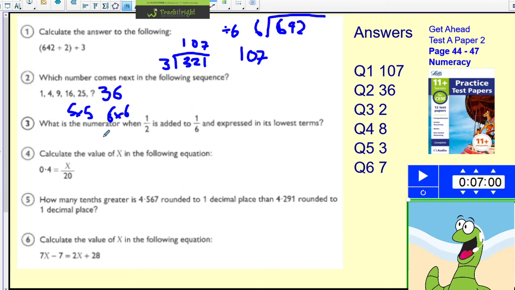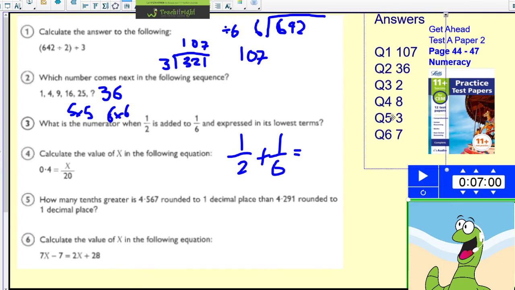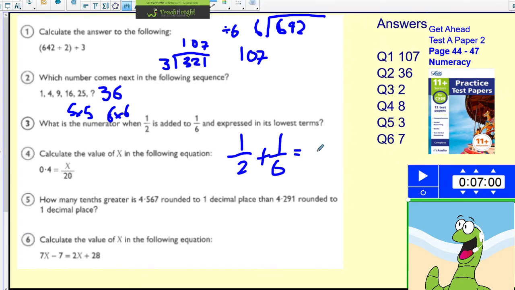What is the numerator? So numerator is the top number when a half is added to a sixth. Okay, let's do it. So 1 half plus 1 sixth. In order to do this, remember we must rewrite this equation with the denominators being the same. In this case, I'm going to choose to make both denominators out of 6, because that's the simplest factor that both of them could be in.